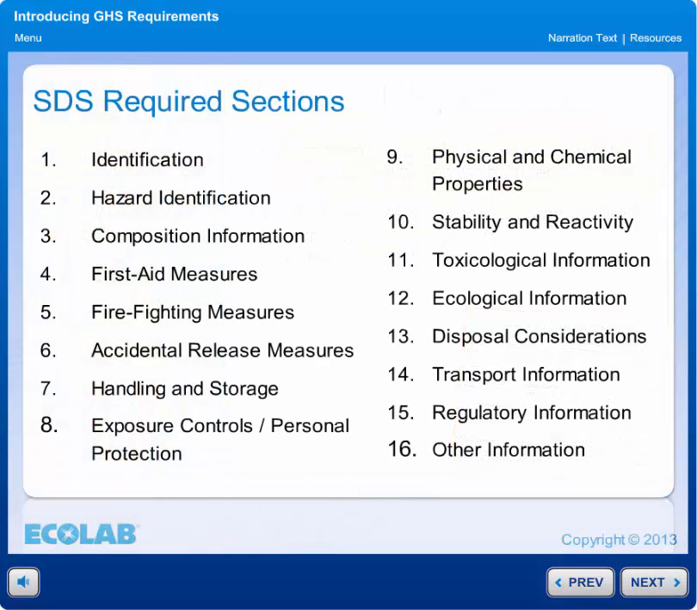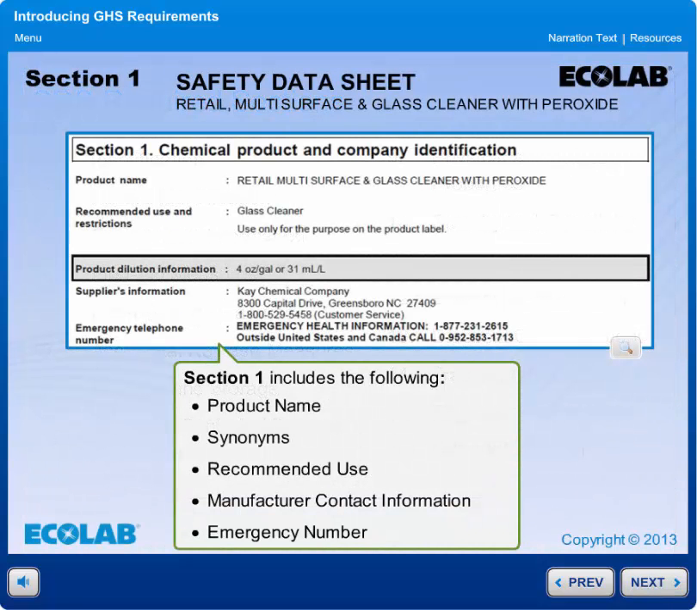Here are the 16 required GHS sections. Over the next several screens, we will briefly discuss each of these sections. Section 1 includes the product name and any synonyms, the product's recommended use, as well as the name and contact information for the manufacturer. This is also where you can find an emergency number when needed.